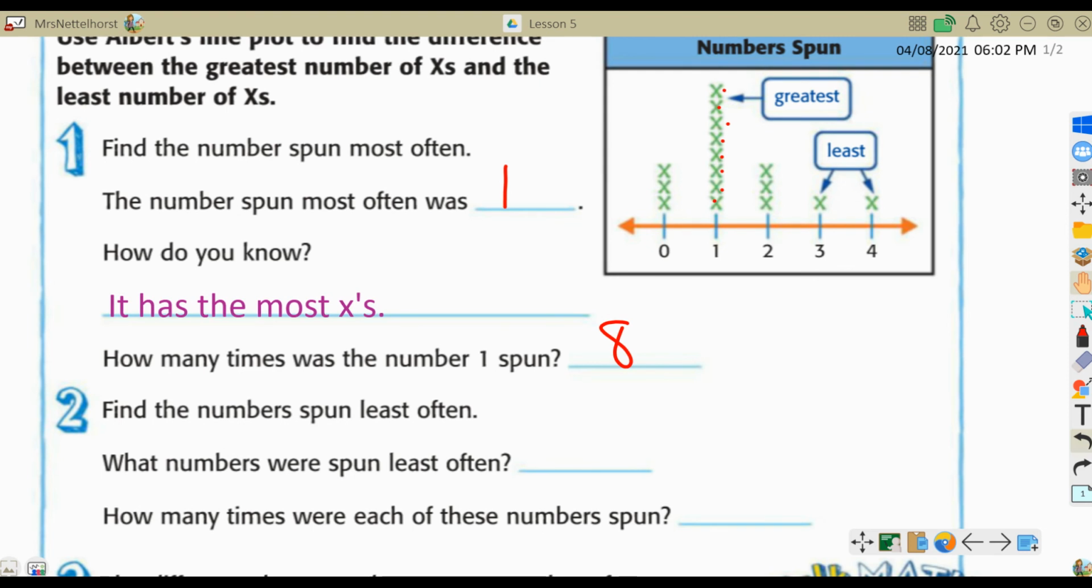Okay, what numbers were spun least often? I know there were 2, so that's why it says what numbers were spun least often. So that was 3 and 4. How many times were each of these numbers spun? 1 time.